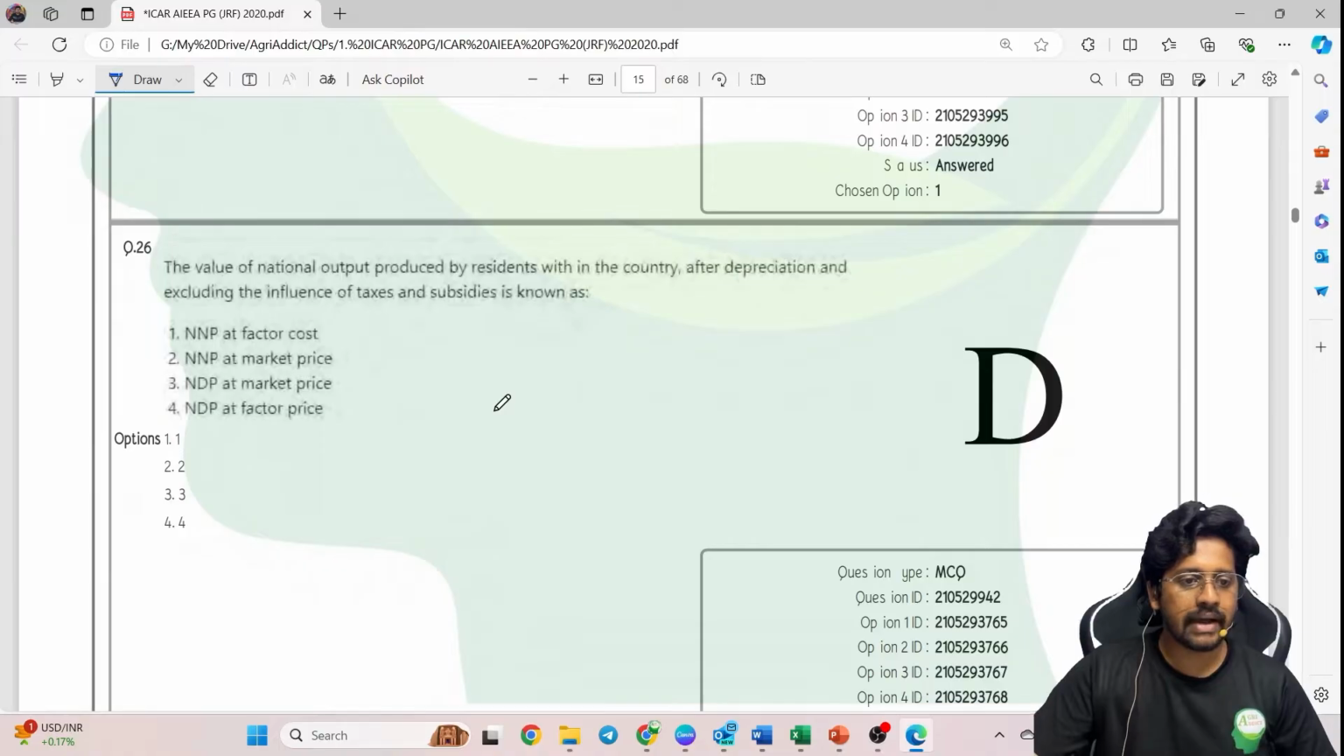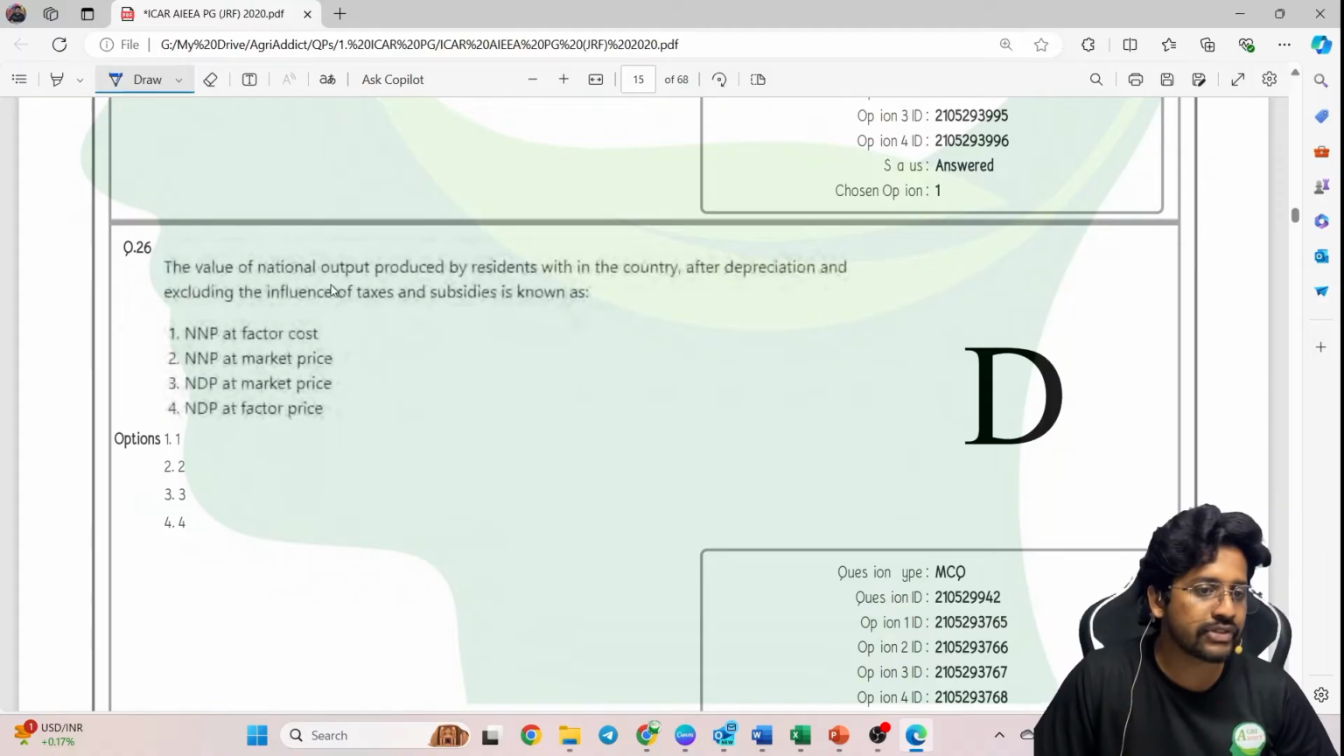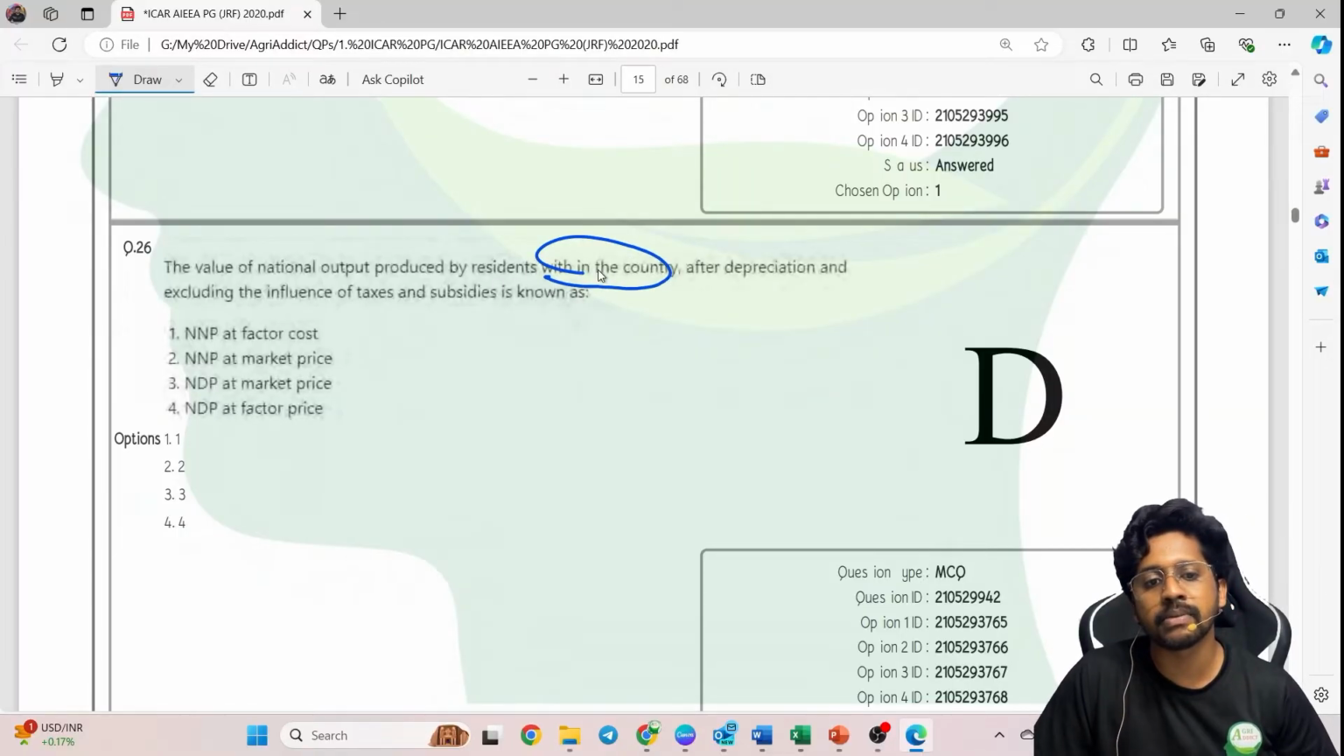Okay, the question is from macroeconomics. Question number 26. The value of national output produced by residents within the country after depreciation and excluding the influence of the taxes and subsidies is known as. Here there are many components given. The value of the national output, so it is a national income concept, produced by the residents within the country, so it is inside the domestic territory of the country.